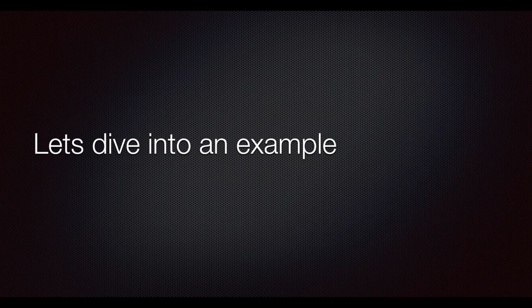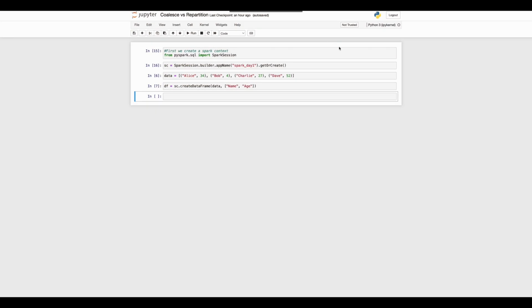Let's dive into an example. I'm using Jupyter Notebook. I have already created a Spark session, assuming that you are aware of the Spark session. In another video, I can cover what Spark session and Spark context mean. But here, I have already created a Spark session and a Spark context where we are creating a data frame using data of type name and age.